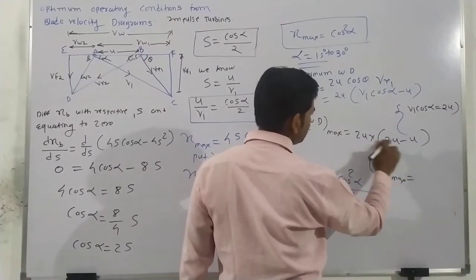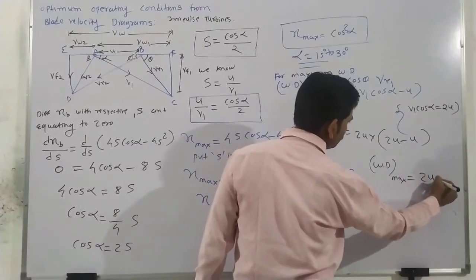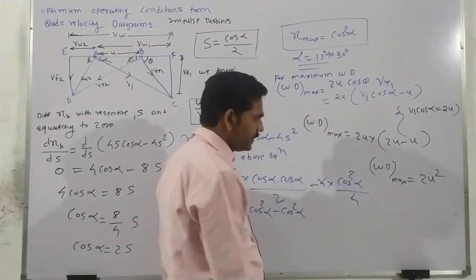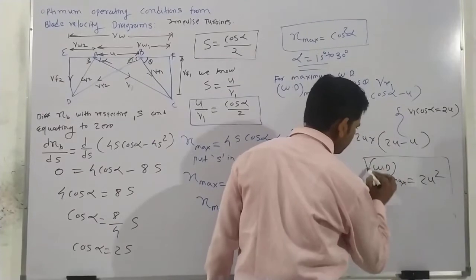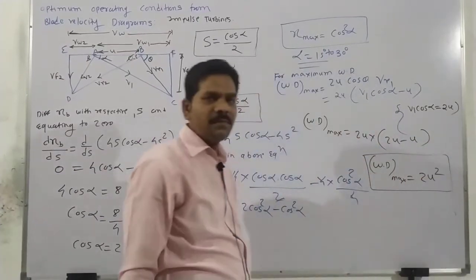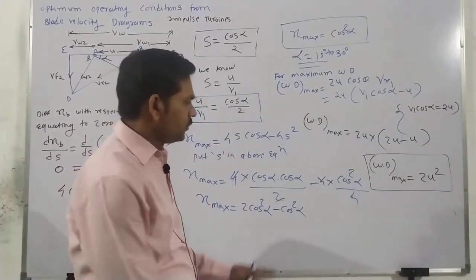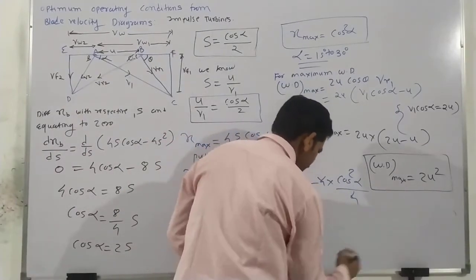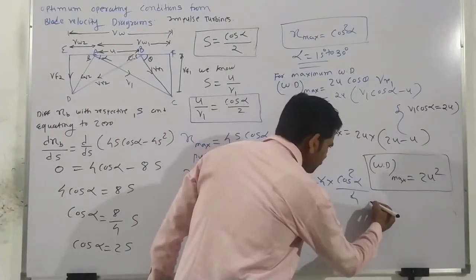One U cancels. What is here? Twice U squared. Yes or no? Yes. And this is the formula for maximum work done.